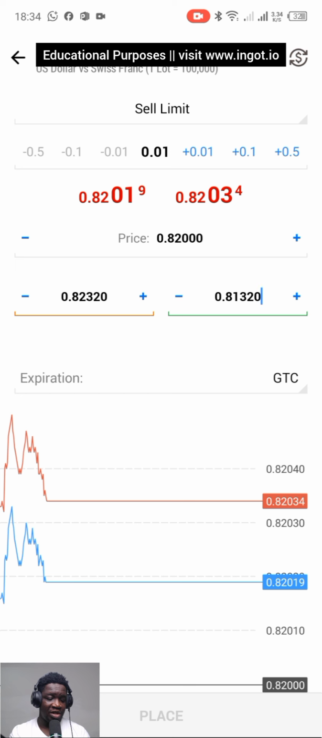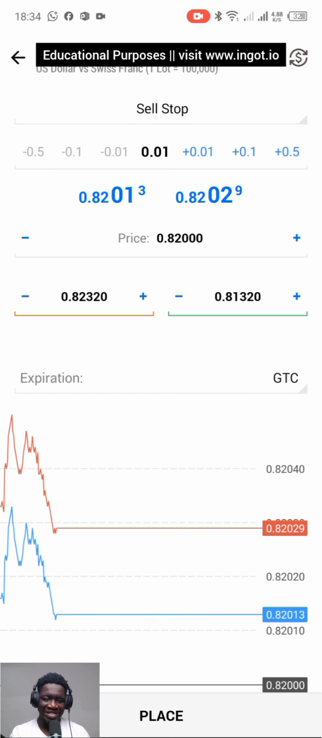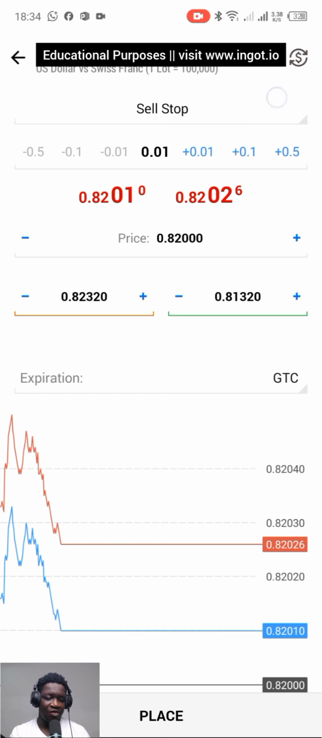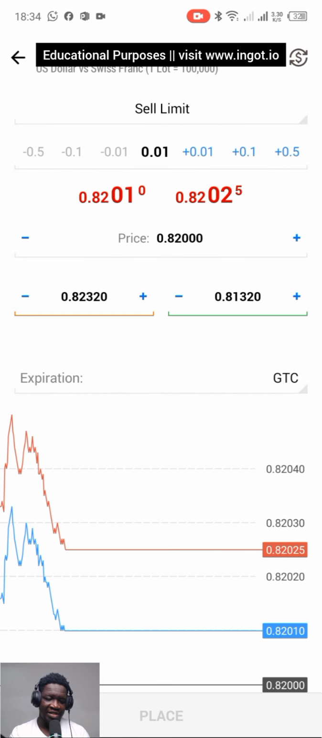Now, after we did all of that, you realize that the place button is not highlighted. So we can go up there and change to sell stop. Immediately we changed to sell stop, you realize that the place button has been highlighted. But before then, when we chose sell limit, it wasn't highlighted. So even if you press it, the trade was not going to get executed.